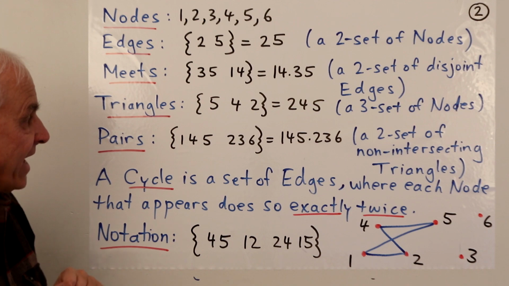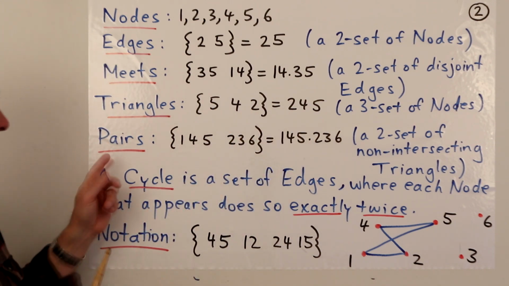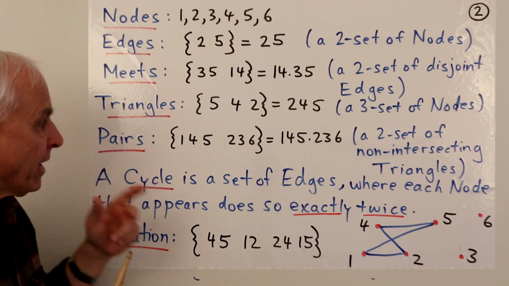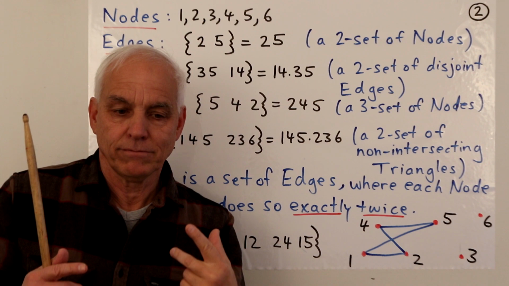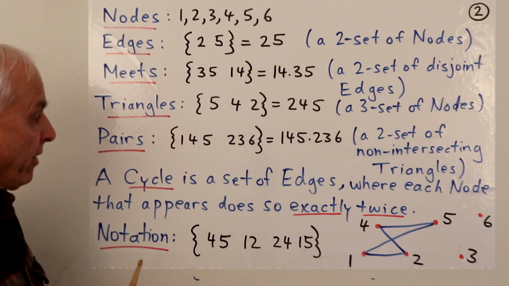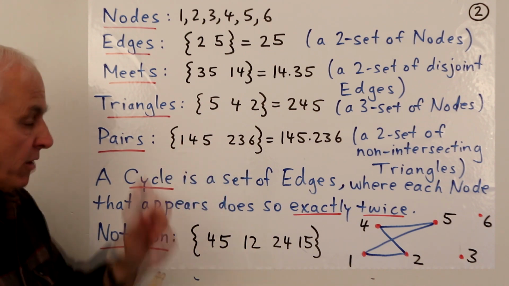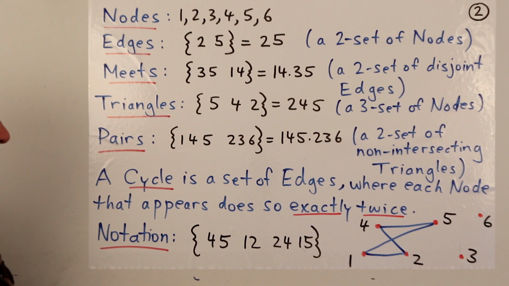A triangle is then a 3 set of nodes with that kind of notation, and then a pair is a 2 set of non-intersecting triangles. So for example, 1,4,5 and 2,3,6, that is a pair. There's a triangle, they don't have any nodes in common. And then here is our preferred notation, short form for that pair.